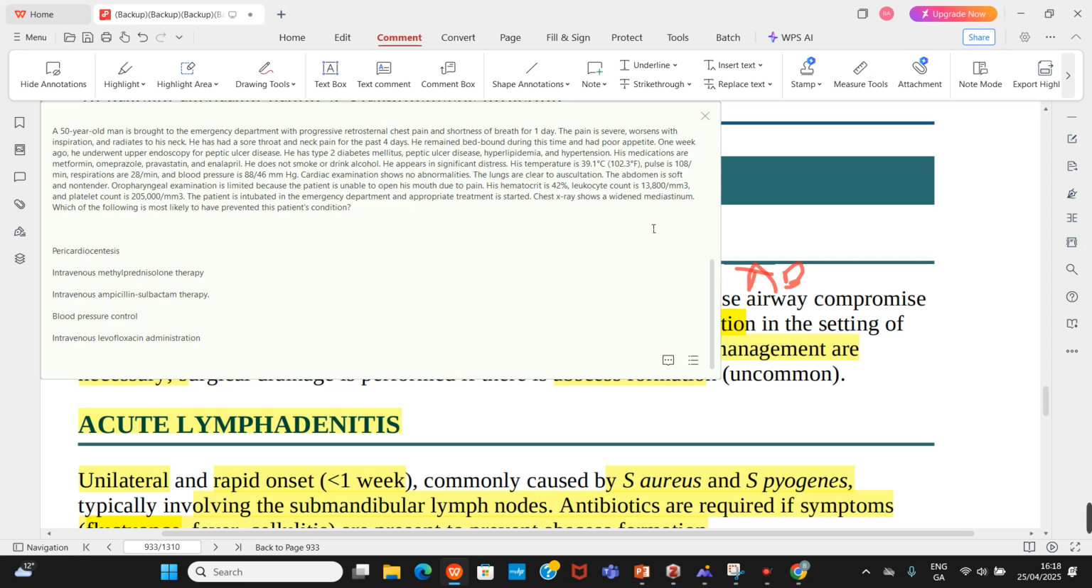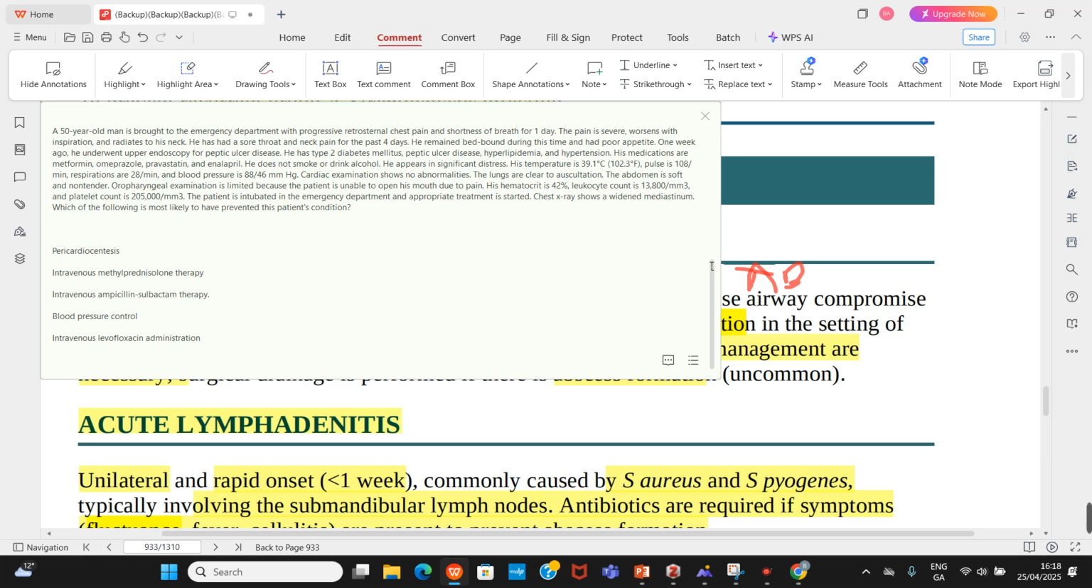What did we say is the risk factor for developing necrotizing mediastinitis? Acute retropharyngeal abscess, exactly. When they are putting the scope there, they can cause trauma to the pharynx, and there's a retropharyngeal abscess. So that now became complicated with mediastinitis. Very simple. So, what are we going to do?